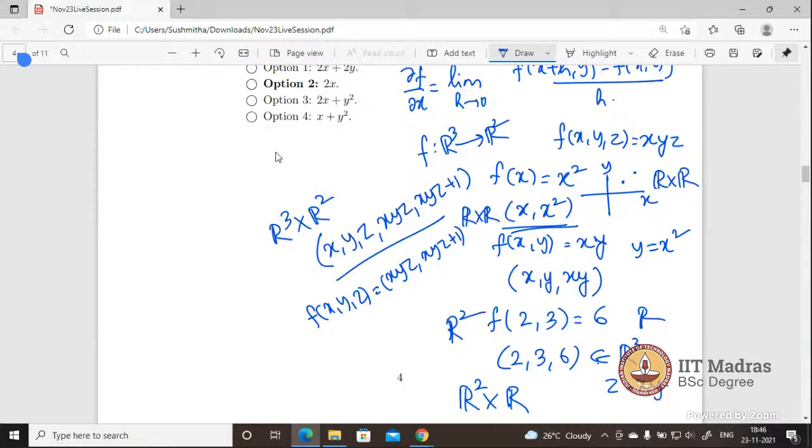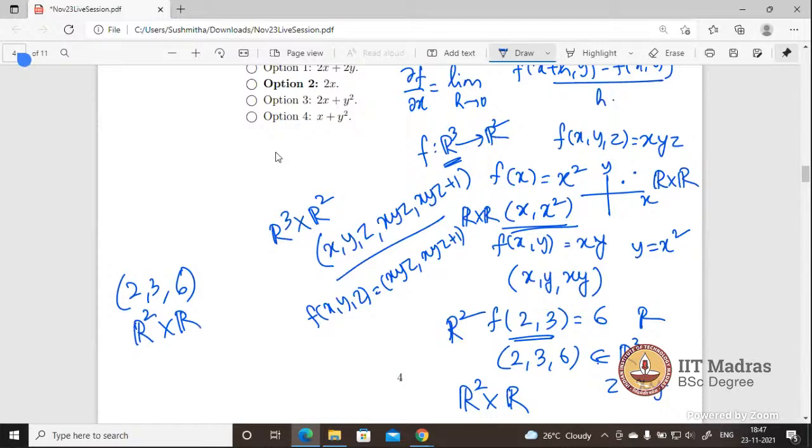So here I'm doing the same thing. What is my first component here? The first component is the point that I started with, in this case 2 comma 3. So my first component is 2 comma 3 and the output is 6. So I will plot it in R2 cross R.